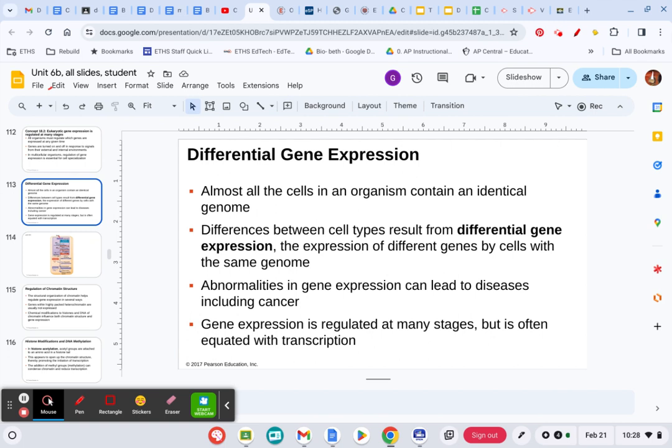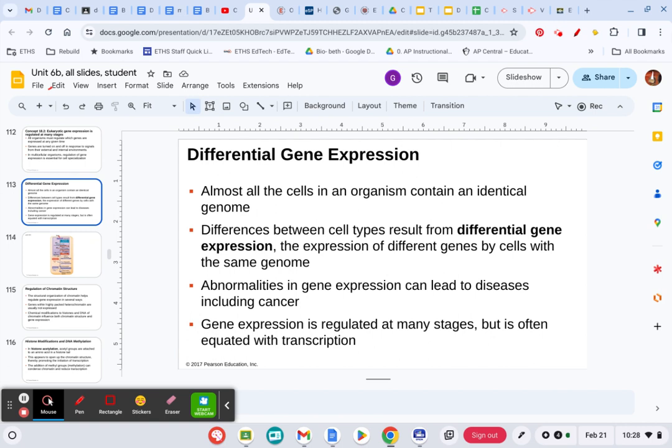Abnormalities in gene expression can lead to all sorts of issues, including cancer. So there's some cancers where the gene expression is off, these particular hormones get produced, and you've suddenly got a growth hormone being produced, and you're producing over and over a cell type that you don't need.